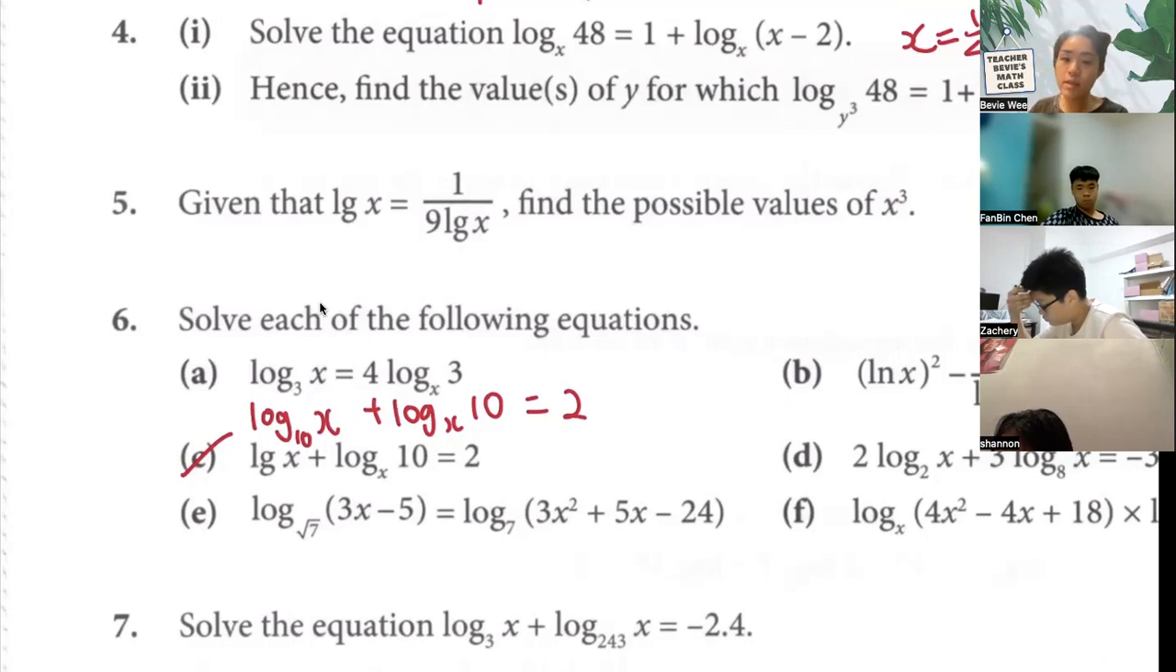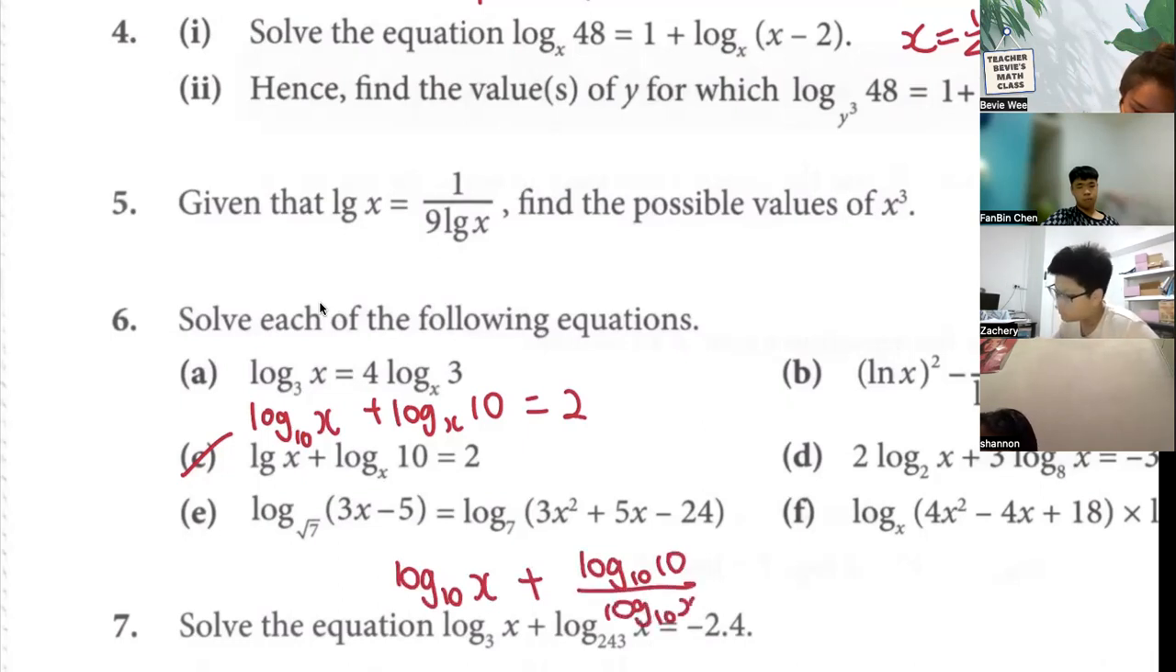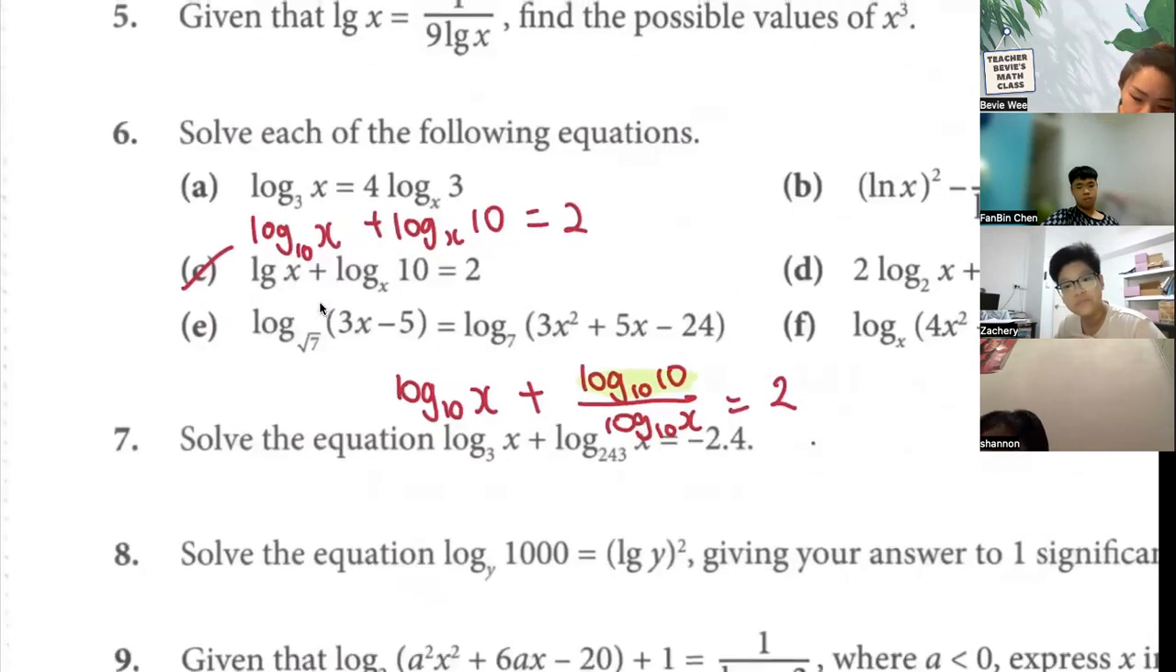Once you change the base, combine it using product law. Okay, so this one is log 10x plus log 10 over log 10x equals 2. So log 10 is just 1, correct or not? So I rewrite it. I get log 10x plus 1 over log 10x equals 2.